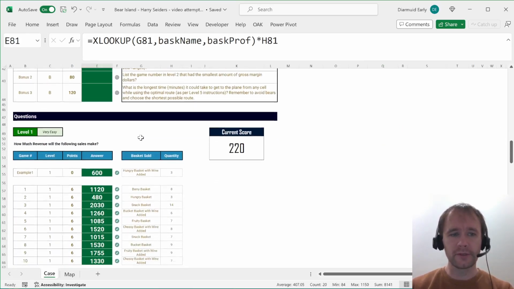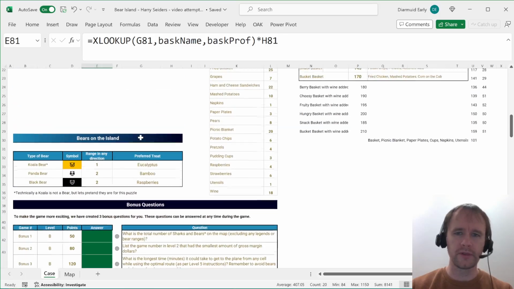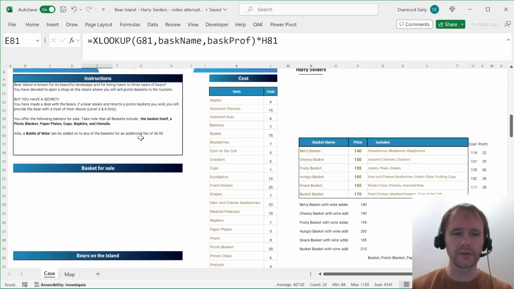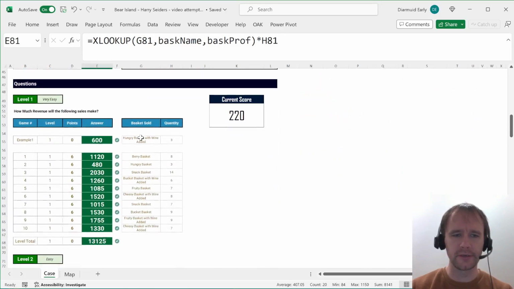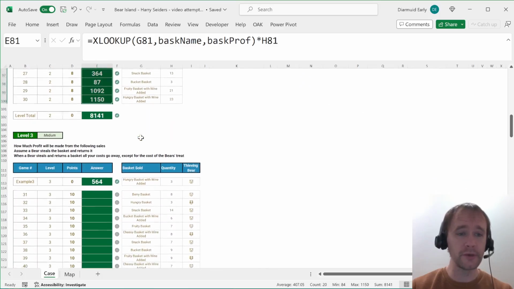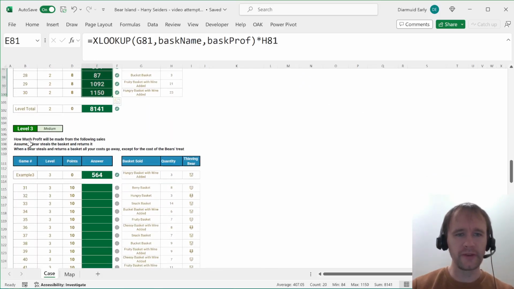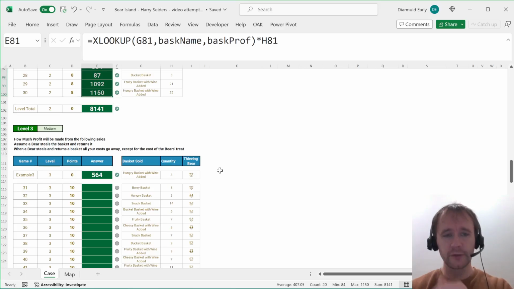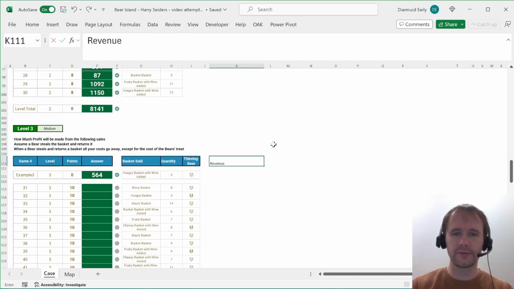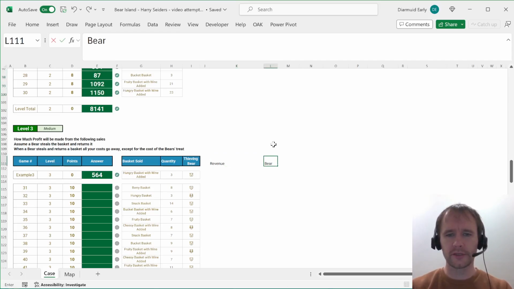So that's the first 2 levels. I haven't been keeping track of time. I'm sure we've got some time left, but we're certainly going at a casual pace here. But that's okay. So how much profit will be made from the following sales if a bear steals the basket and returns it to you? So here we'd be interested in, first, what's the revenue, and then what's the cost of the bear treat.